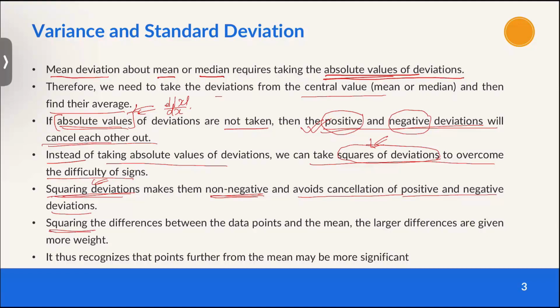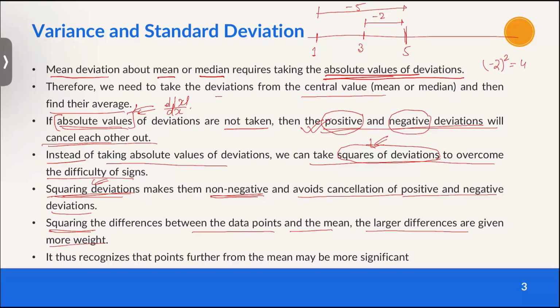Squaring of deviations between the data point and the mean, what it does is that the larger differences are given more weightage. So you can see this with an example. Suppose the mean is 5 and we have a data point at 3 and a data point at, suppose, 1. So this deviation is -2 and this deviation is -5. When we take the square of these deviations, (-2) squared is 4 and (-5) squared is 25.